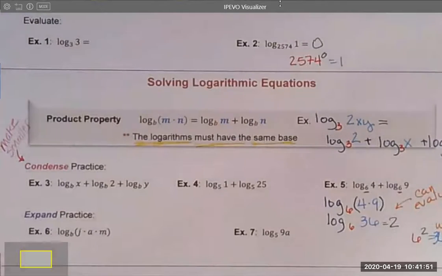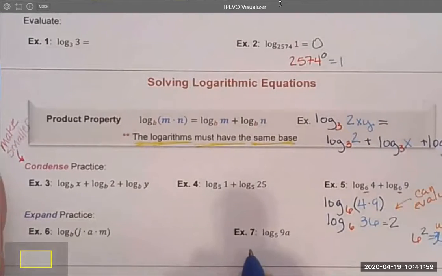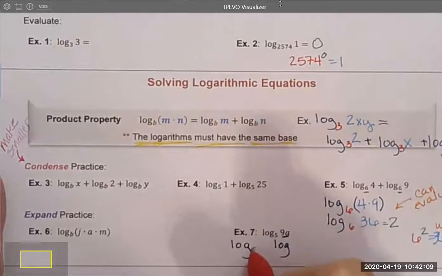And that's how we use the product property to condense or make things smaller. We can also use the product property to make things larger. I'm going to look at example 7 here. I am going to write this as, there are 2 terms here. So I'm going to need 2 log statements. They are both going to have the exact same base because that's one of the criteria. And I just break apart that multiplication.